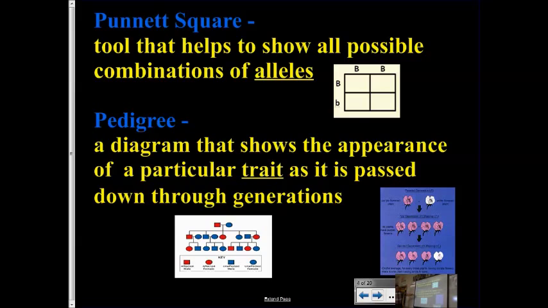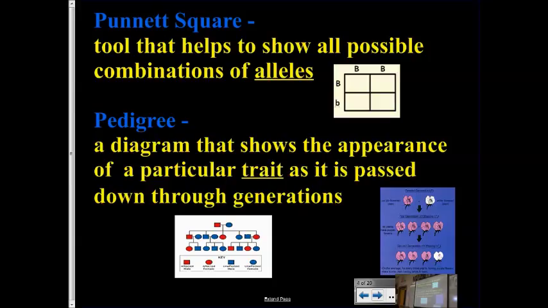A pedigree, well, that's where you get one of these things, like what I drew on the board. A pedigree is a diagram that shows the appearance of a particular trait as it is passed down through generations. Oh, is that like how the monkey got to the... Yep. These pedigrees all the time, just like in evolution, they'll show this came from this. It shows heredity.